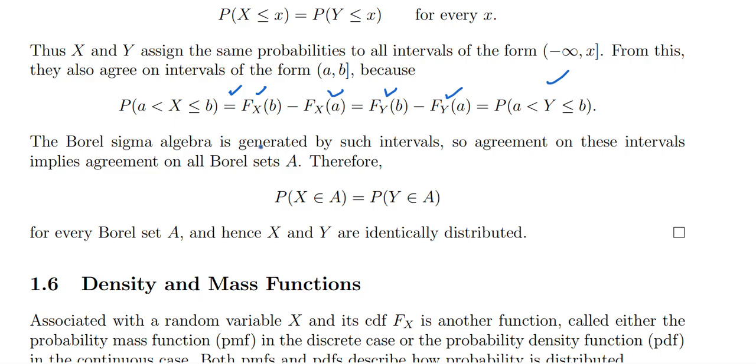So they agree on every closed, semi-open, and semi-closed interval. So they should agree on the whole Borel set, because the Borel set is generated from such intervals. So there we go. We are done.